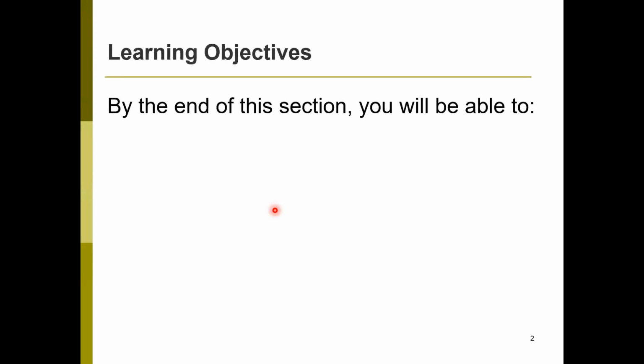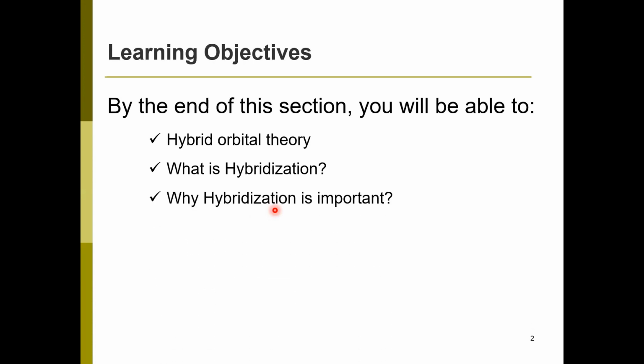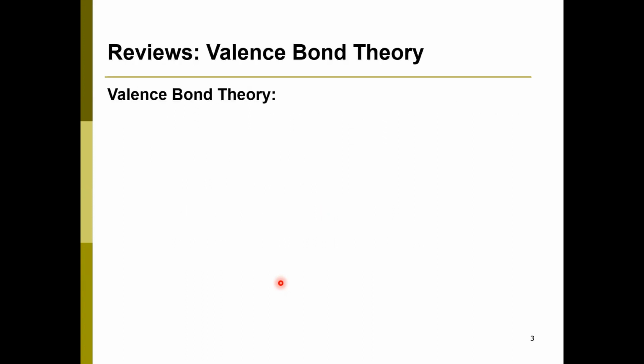Today, after finishing this teaching demonstration, you will be able to understand what hybridization and hybrid orbital theory are, and we will talk about why hybridization is important. Then, at the end of this session, you will be able to differentiate between sp, sp2, and sp3 hybridization with some explanation, and bonding behavior to explain some compounds.